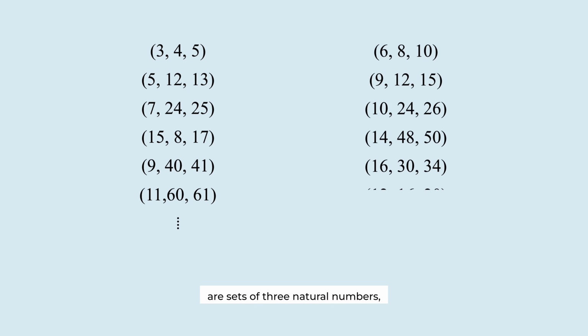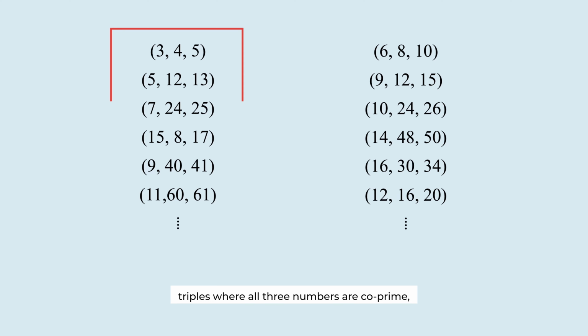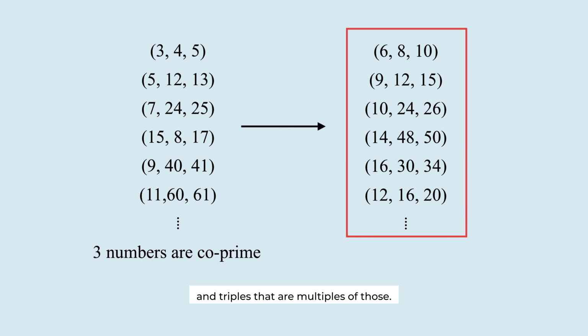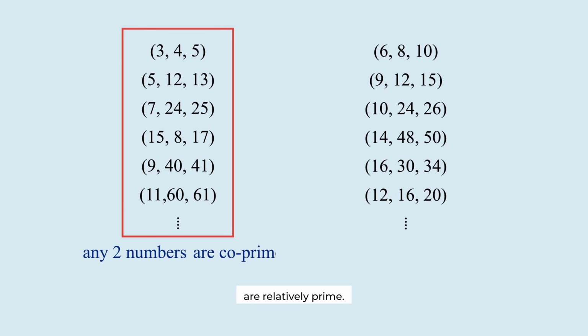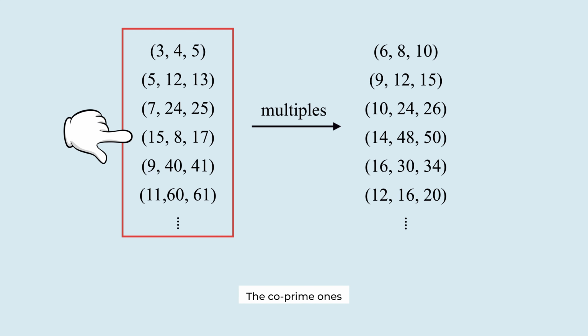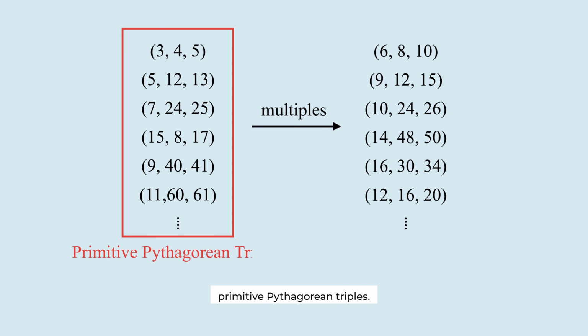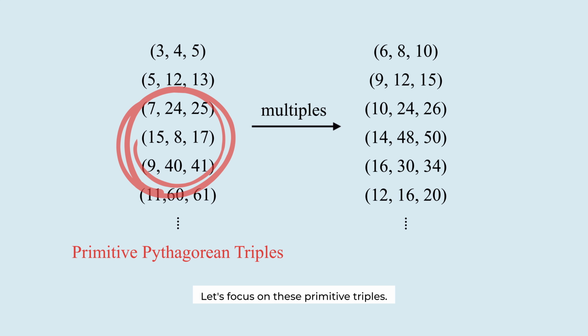Pythagorean triples are sets of three natural numbers satisfying the Pythagorean theorem. In fact, they can be classified into two categories: triples where all three numbers are coprime, and triples that are multiples of those. Here, any two of the three numbers are relatively prime. The coprime ones are more fundamental, so we call these primitive Pythagorean triples. Let's focus on these primitive triples.